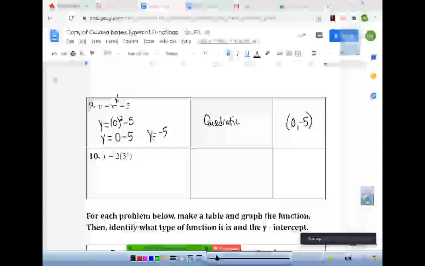Okay, last one, number 10. What is number 10? Exponential, very good. It's got that x as an exponent, that makes it exponential. So we're going to plug in 0 for x. 3 to the 0 power is what? 1. And 2 times 1 is? 2. So my y-intercept is 0, 2.